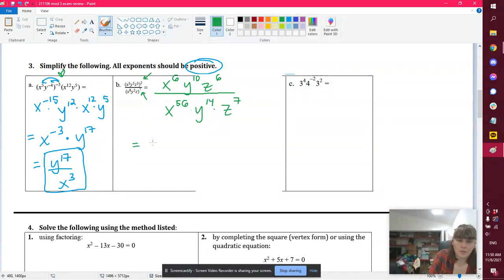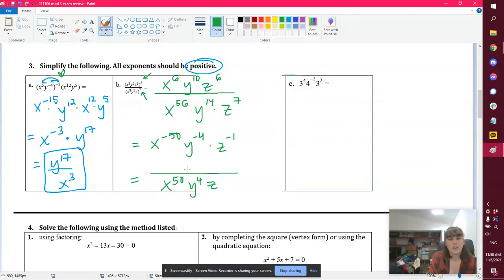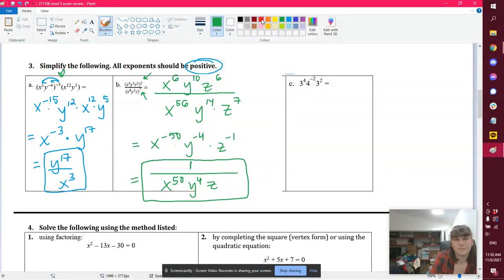Now, when we're dividing, we subtract. 6 minus 56 is negative 50. 10 minus 14 is negative 4. And 6 minus 7 is negative 1. When we've got negative exponents, we move them to the denominator or to the opposite side. And when there's nothing else on top, we put a 1. Nice.